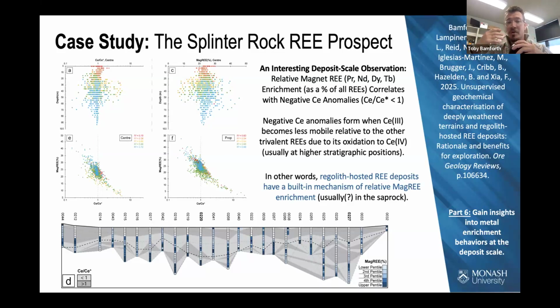So that is to say that regolith-hosted rare earth deposits have a built-in mechanism of enriching these valuable rare earth elements. And so we need to be aware of that. How do we adjust our exploration? How do we adjust our mining and our metallurgy to account for that?